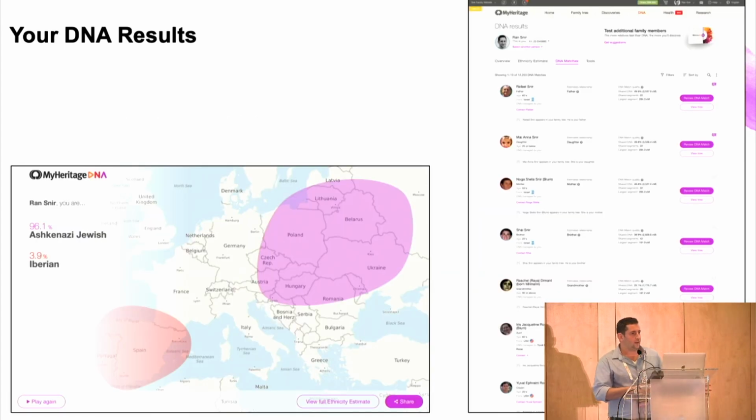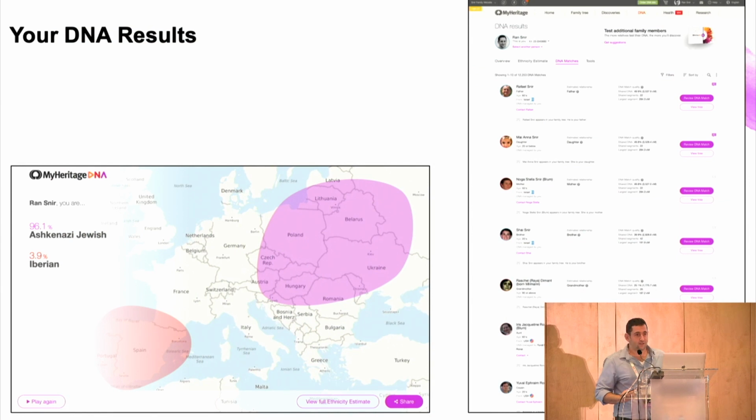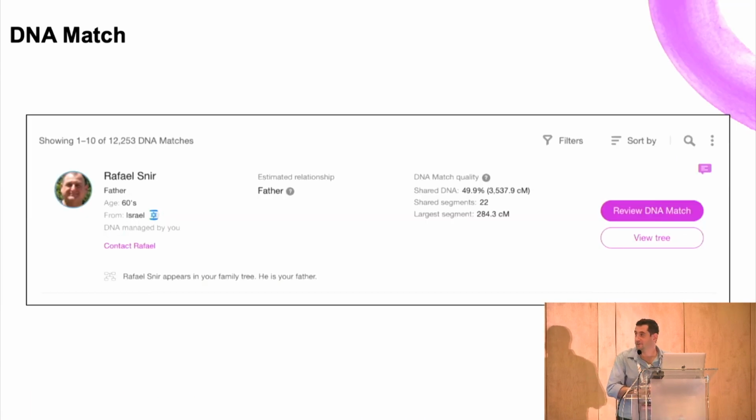How many here have tested for DNA? Woo, very nice. Thank you so much. So, if you've taken a DNA test with us or have uploaded from another company, you're probably familiar with these two screens. On the left, you can see your ethnicity estimate, and on the right, you can see your list of DNA matches. But that's not really what we know about you after you take the test. There's a lot more to it.